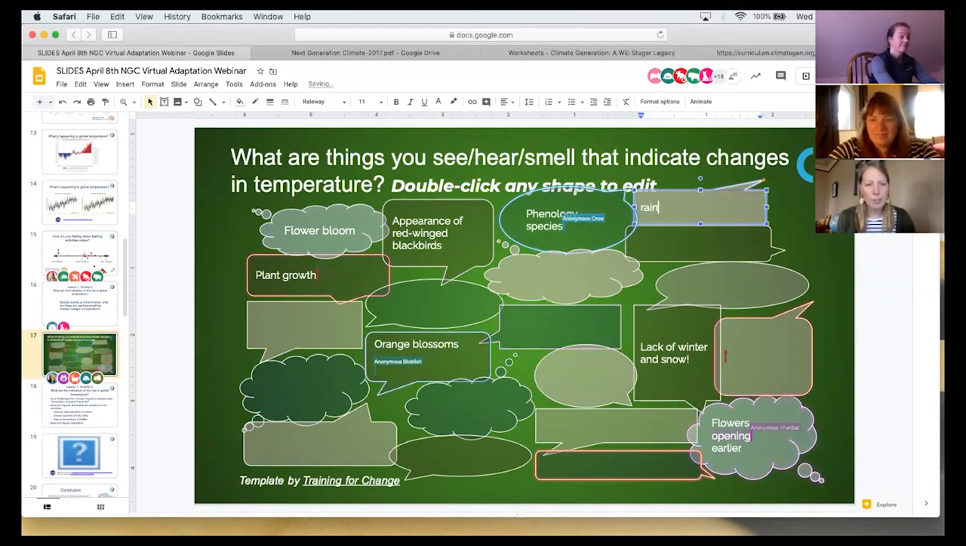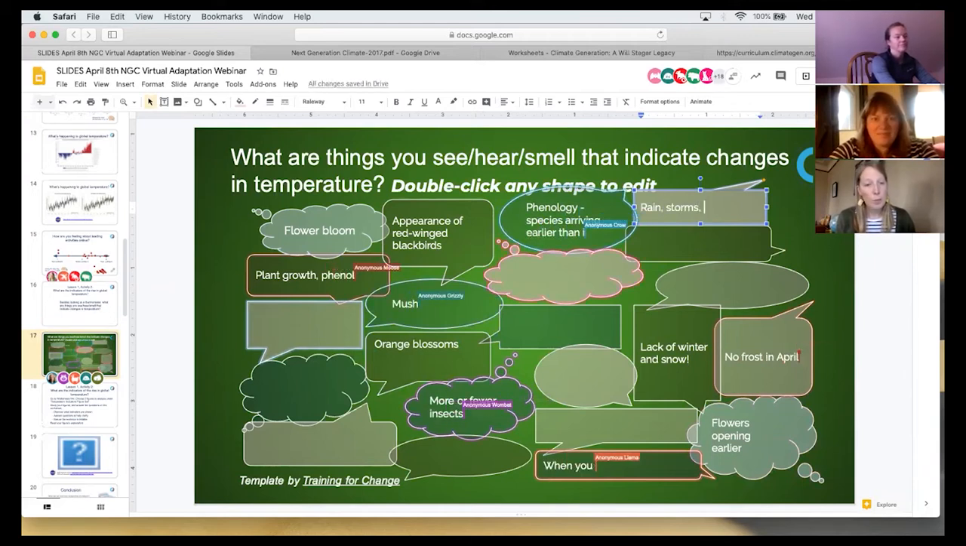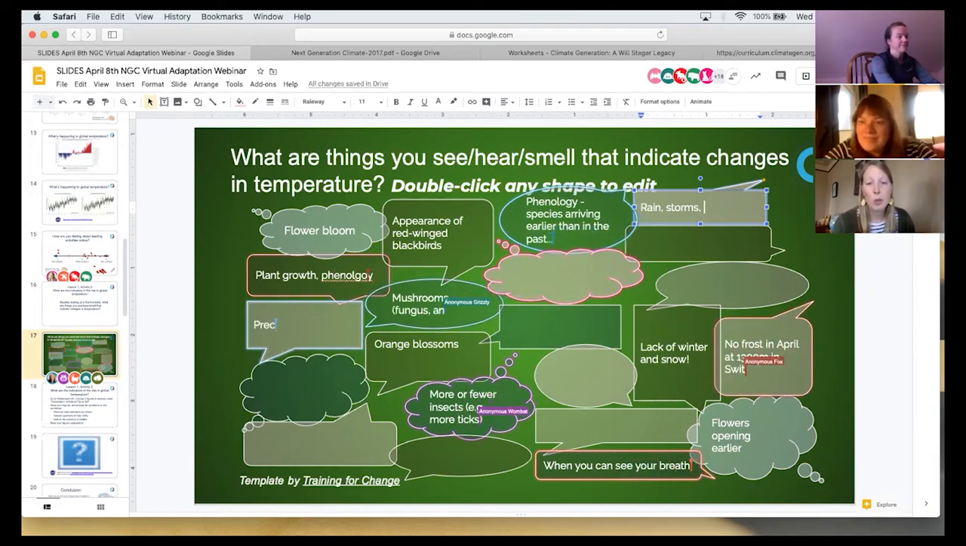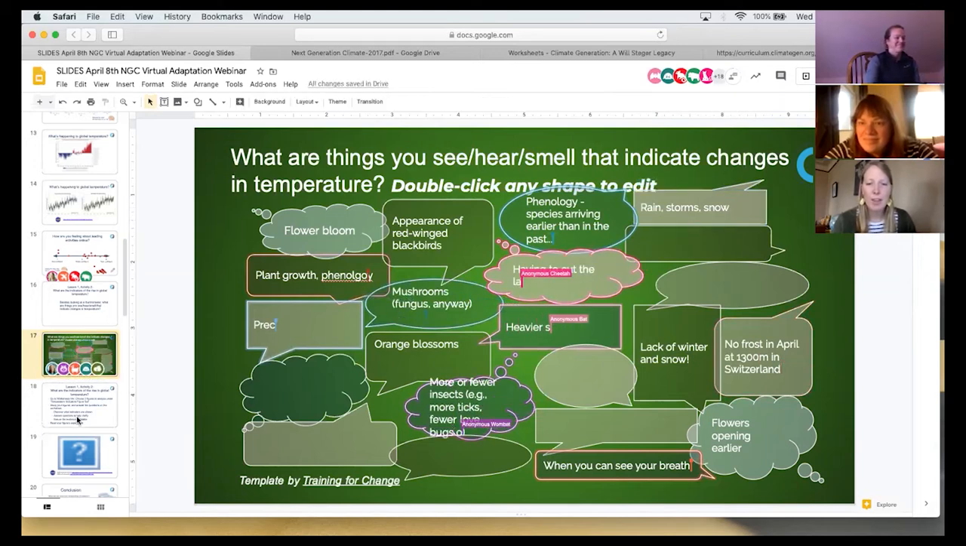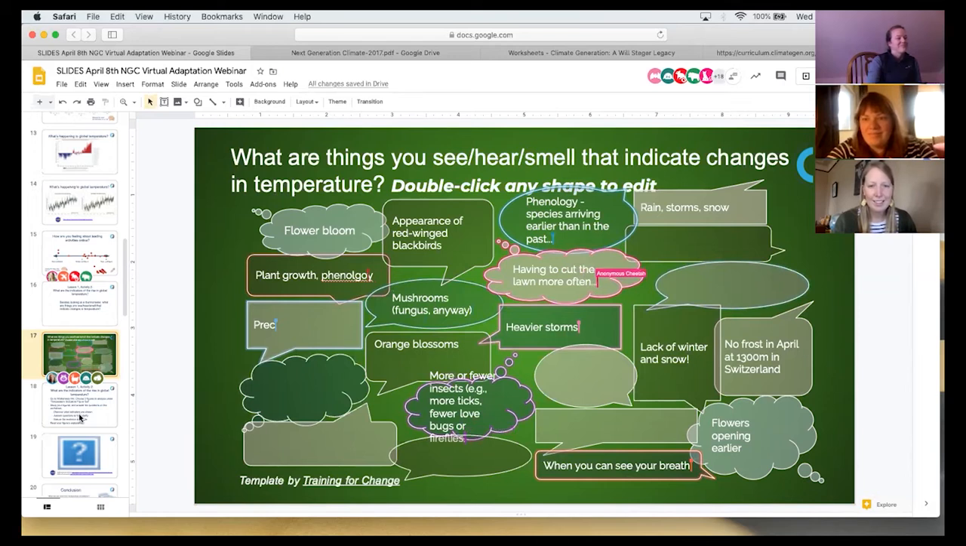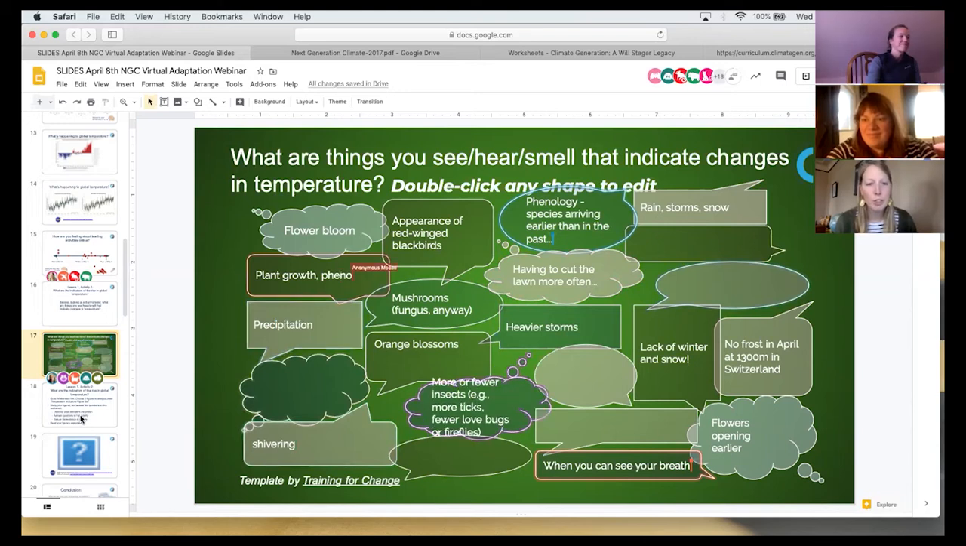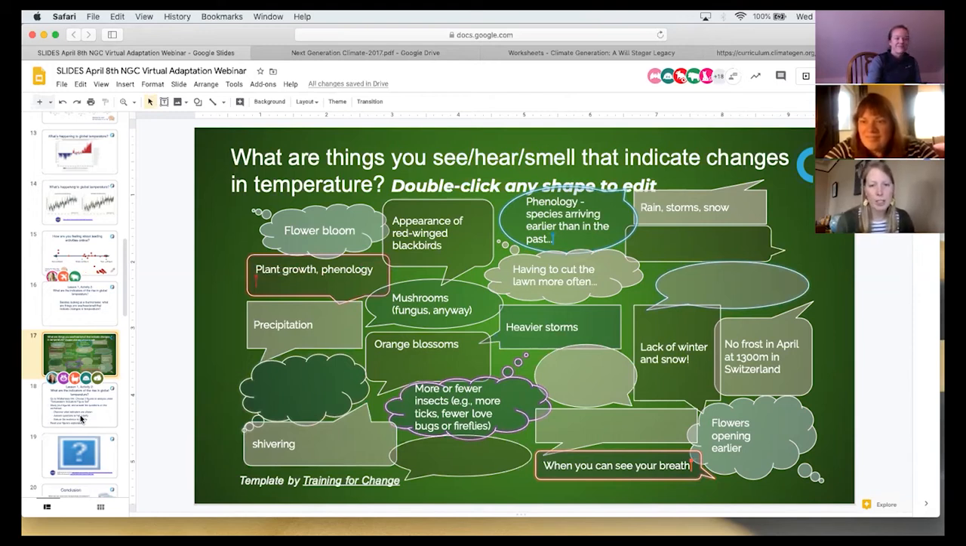Great. Filling them in. So it looks like we have flowers blooming, appearance of red-winged blackbirds, plant growth, lack of snow in winter, when you can see your breath, like that. No frost in April in 1,300 meters in Switzerland. Wow. So elevation differences, precipitation, more or fewer insects. Yeah, these are all really great.